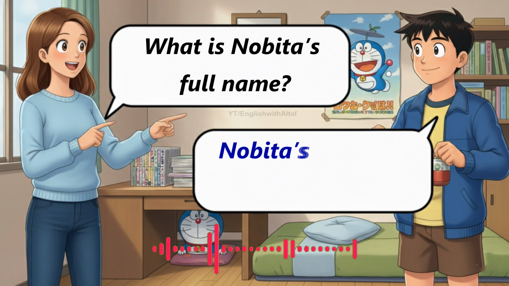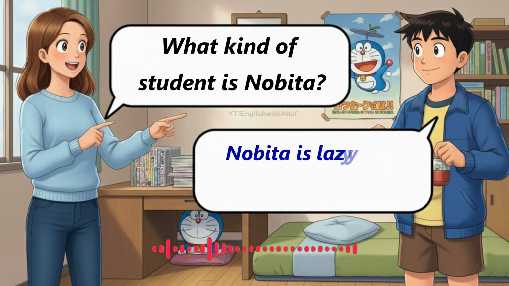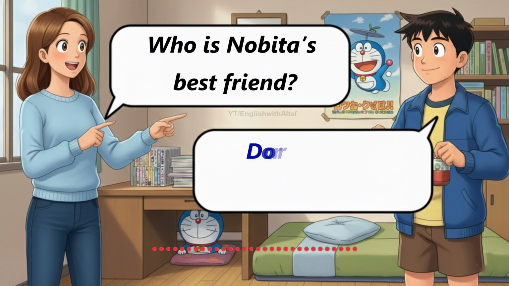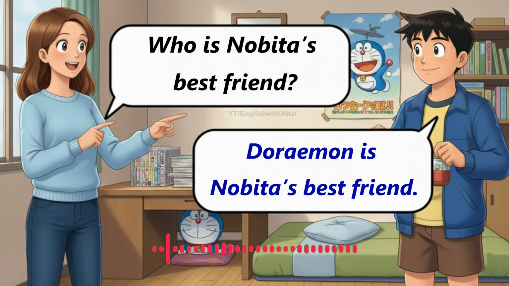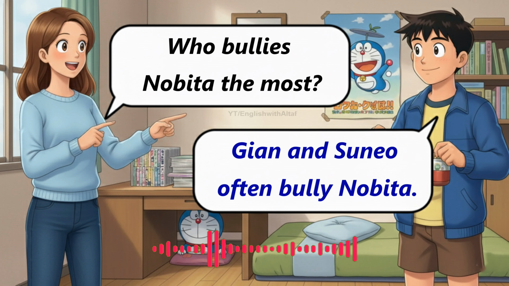What is Nobita's full name? Nobita's full name is Nobita Nobi. What kind of student is Nobita? Nobita is lazy and often gets poor grades. Who is Nobita's best friend? Doraemon is Nobita's best friend. Who bullies Nobita the most? Gian and Tsuneo often bully Nobita.